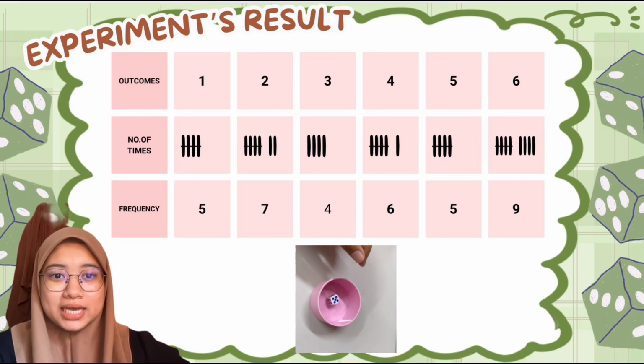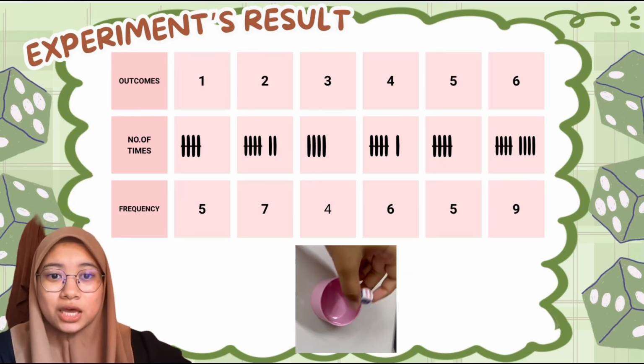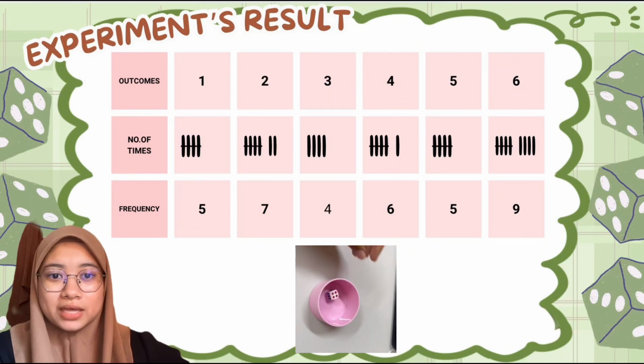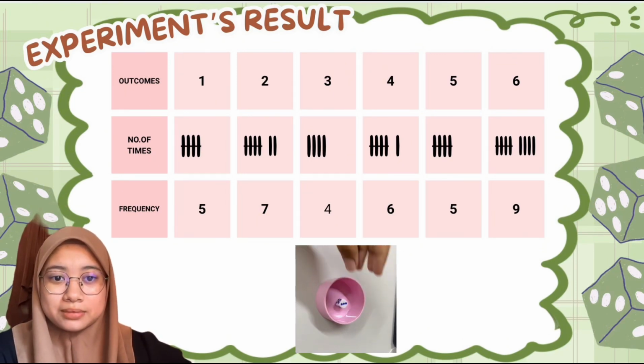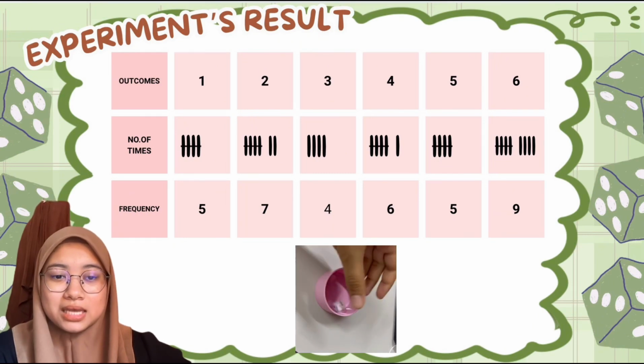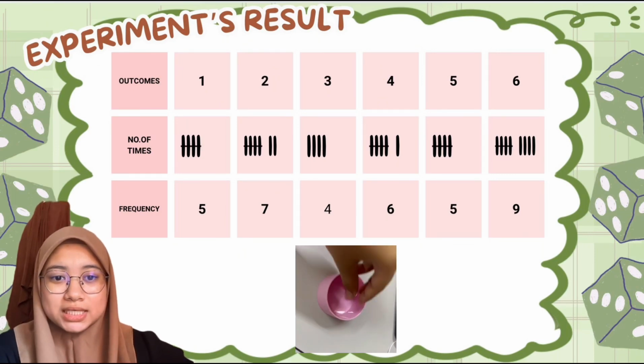The table shows the experiment result of rolling a die 36 times. As we see, number 1 we get 5 times, number 2 we get 7 times, number 3 we get 4 times, number 4 we get 6 times, number 5 we get 5 times, and the last one is number 6, which has the highest number of outcomes, which is 9.